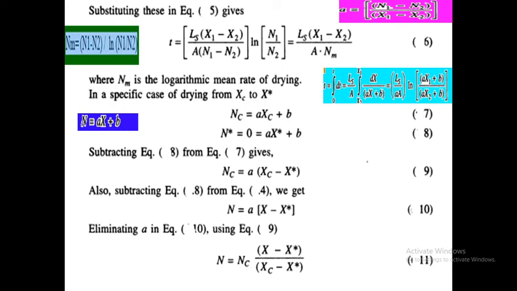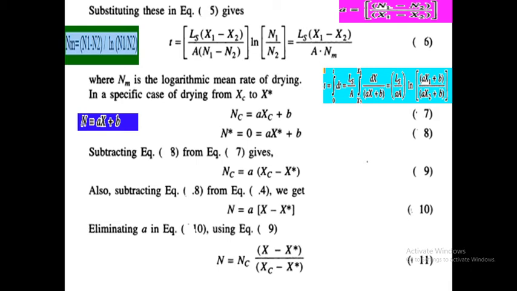Refer to the previous slide. From this, small a is equal to capital N1 minus N2 by x1 minus x2. Substitute here. Finally we get small t is equal to Ls into x1 minus x2 by capital A into N1 minus N2, multiplied by ln of ax1 plus b by ax2 plus b. What is that? ax1 plus b is equal to N1. Similarly, ax2 plus b is equal to N2. So here it is ln of capital N1 by N2. So that is equal to Ls into x1 minus x2 by capital A into Nm.